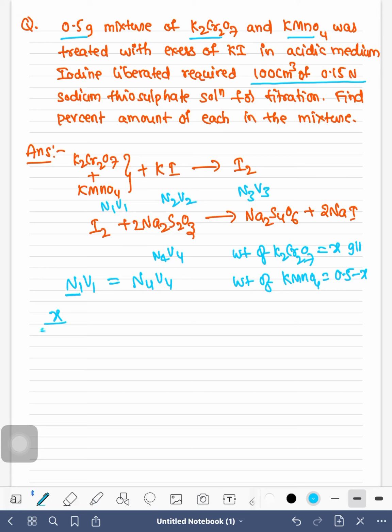The equivalent weight of K2Cr2O7 is 294 by 6, because K2Cr2O7 in acid medium is reduced to Cr3+. The number of electrons transferred is 3 for each chromium atom. For 2 chromium atoms it is 3 into 2, 6 electrons.